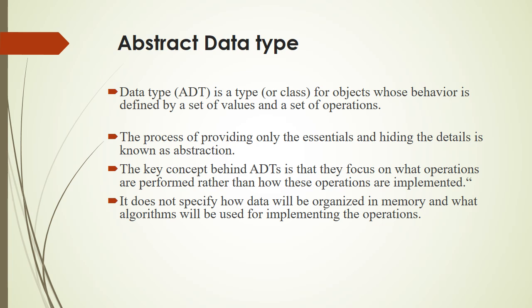The process of providing only the essential and hiding the detail is known as abstraction. The user of a data type does not need to know how the data type is implemented. For example, we have been using primitive data types like integer, float, and character with the knowledge of what can be performed on them, without any idea how they are implemented. So the user only needs to know what a data type can do but not how it is implemented. So it is an abstract data type.